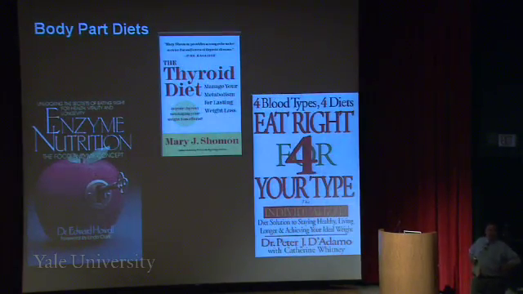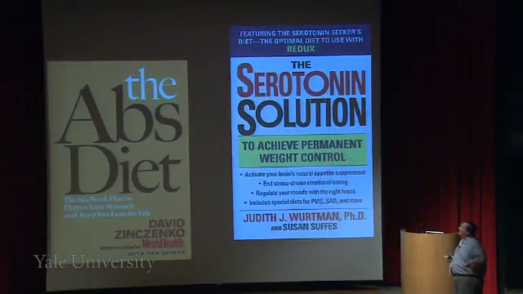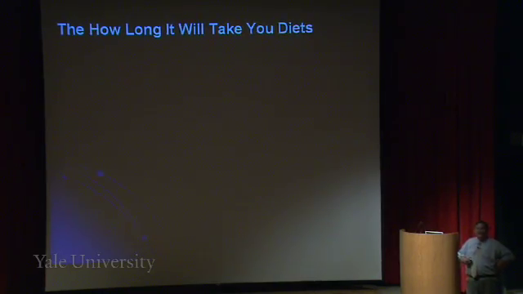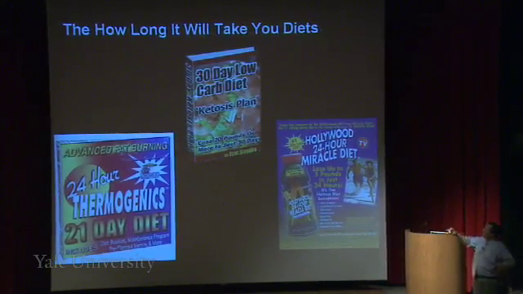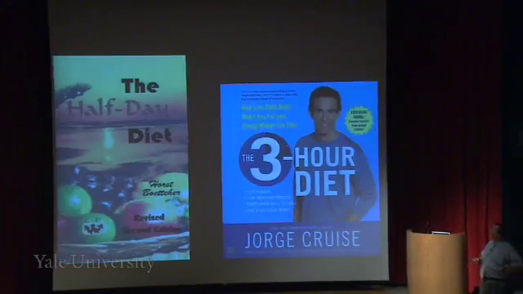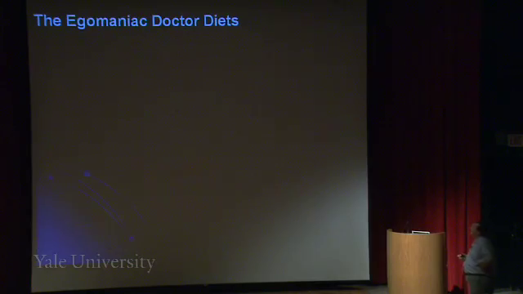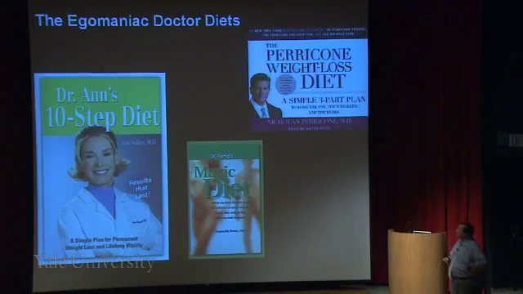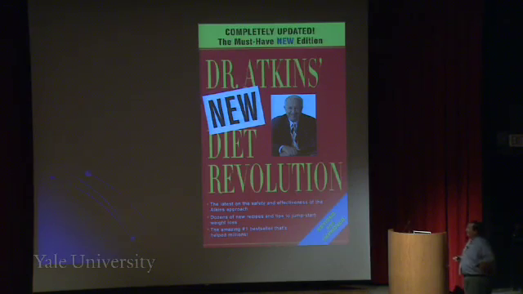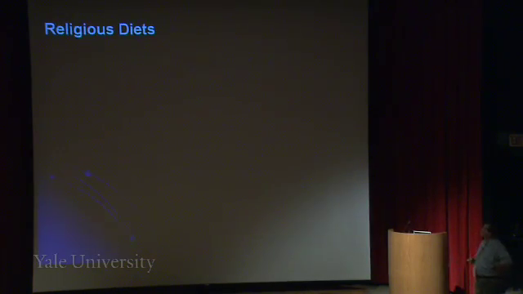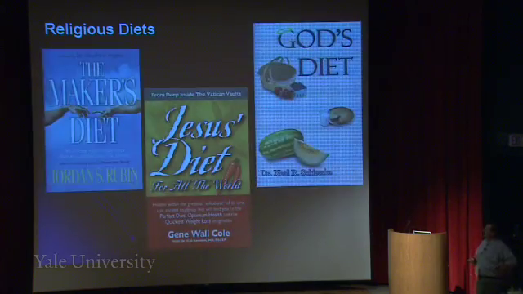What about the body part diet? Enzymes, thyroid, etc., the abs, the serotonin. You can pick some part of the body. The how long will it take you diets. So there's 21 days, there's 30 days, there's 24 hours. Now look at this, the 3-hour diet. Can't beat that one. Only 3 hours to health and success. The egomaniac doctor diets. So these are diets where they put their name on the book like this, and of course the classic one of all time was Dr. Atkins' Diet Revolution.